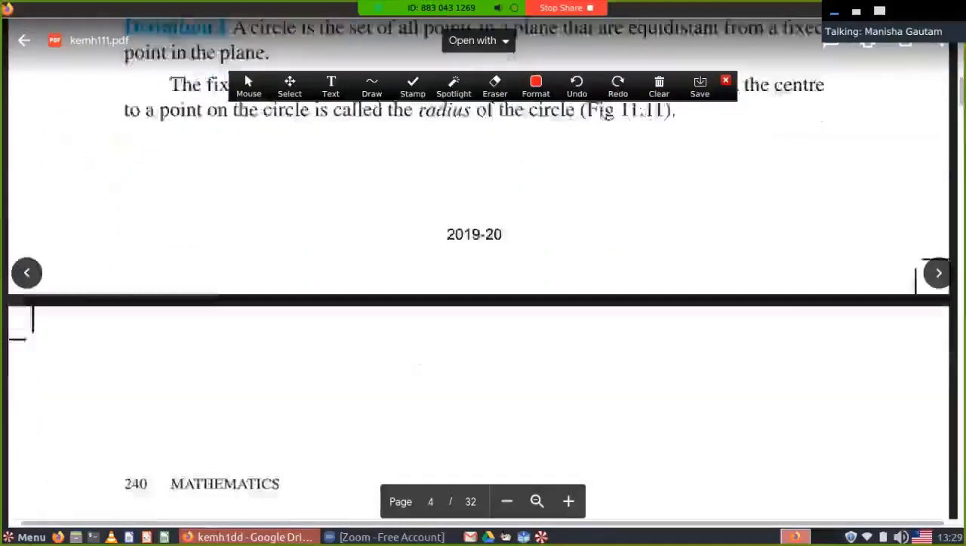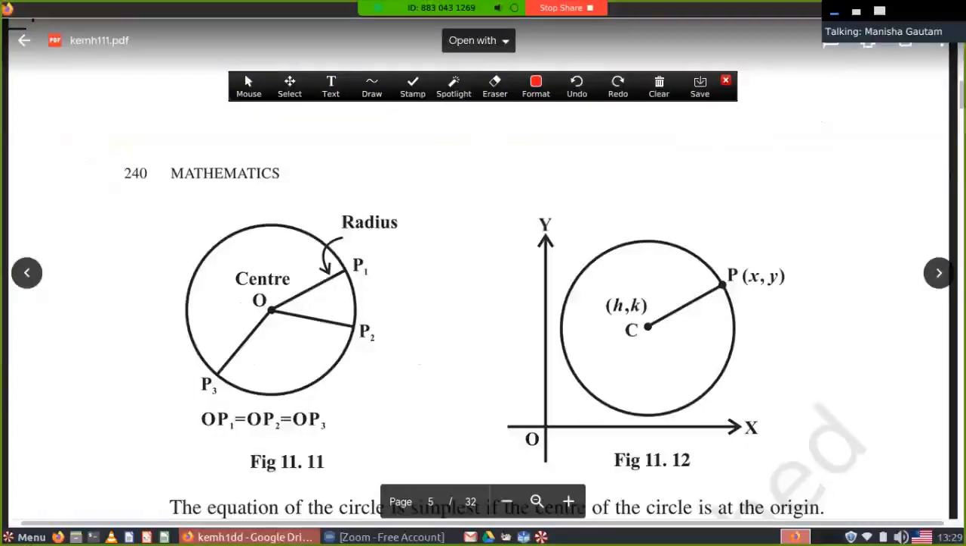By using the definition of a circle, we can see here O is the center, and P1, P2, P3 are points on the circle which are at an equal, fixed distance from the fixed point. These distances OP1, OP2, OP3 are all R. It means all these distances are equal. If (h, k) is the center and P is any point with coordinates (x, y), then the distance PC will be equal to R. This is the definition of a circle.